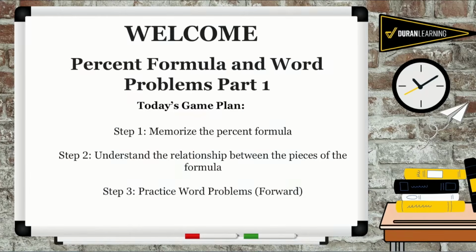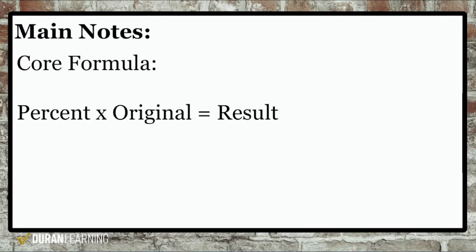We're going to practice those word problems all the way through for as long as we have here. With that said, no need to write anything on this screen because we're going to have 4 pages, 4 slides back to back. So let's go ahead and begin with our core formula: the percent times the original equals the result. Let's take a moment, write that down before we move forward to the next slide, where we're going to do some explanation.